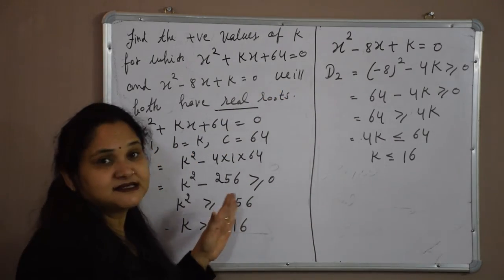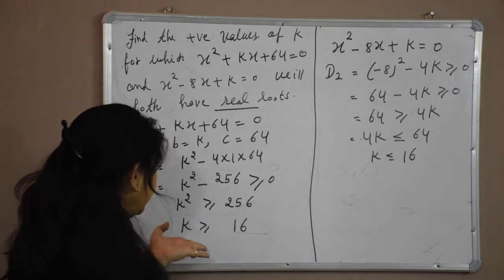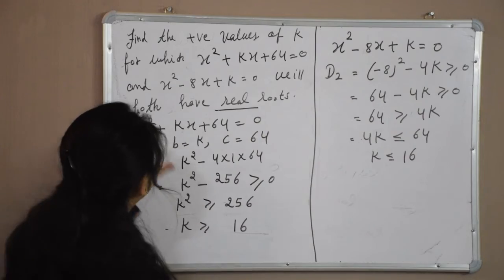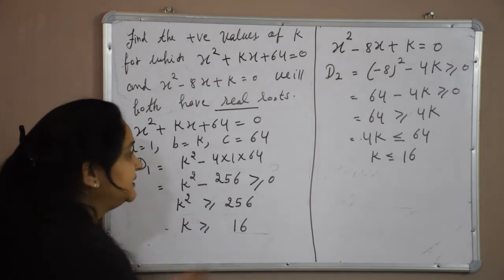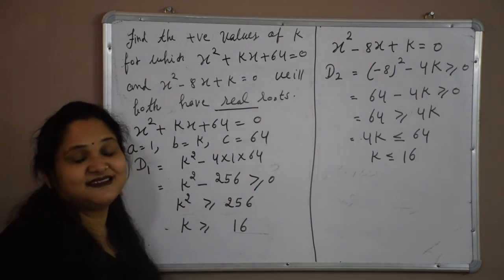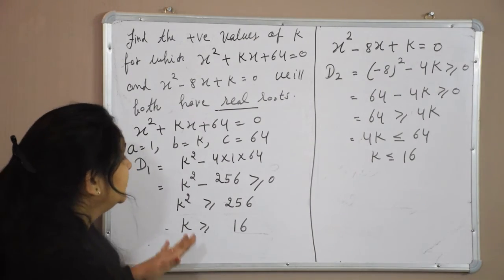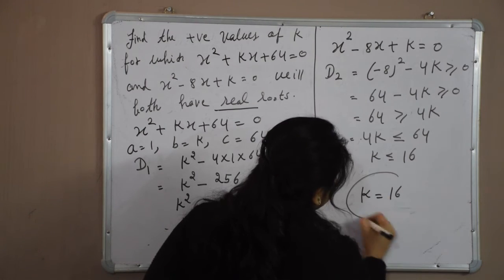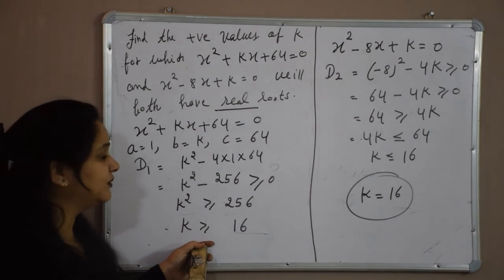So both the equations, we have to combine both the equations. We can't take the separate results. We can't say that for this equation k greater than or equal to 16 and for this equation k less than or equal to 16, because they are asking for a combination, a combined result. So is it possible that k is greater than or equal to 16 and k less than or equal to 16 for both the equations? No, it is possible only when k is equal to 16, because it is less than or equal to and it is greater than or equal to.